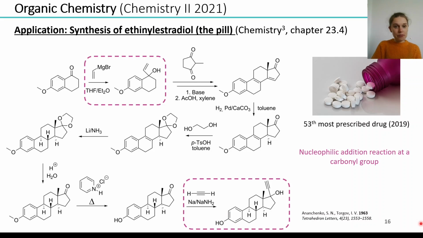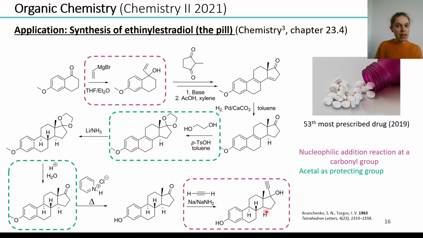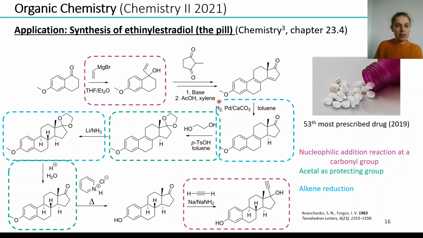So in summary, we have 2 nucleophilic addition reactions at a carbonyl group, first with a double bond and then second with a triple bond. Moreover, we have an acetal as protecting group for the carbonyl group. That means we first introduced this protecting group. Then in the second step, we have to remove this protecting group in order to regenerate the carbonyl group. The third type of reaction is an alkene reduction, which we have 2 times, here and here. And in both, we use a different type of reducing agent.